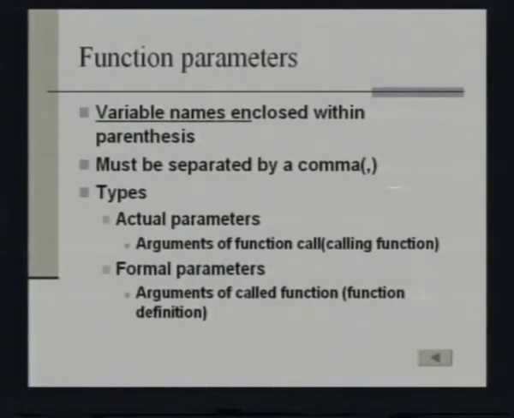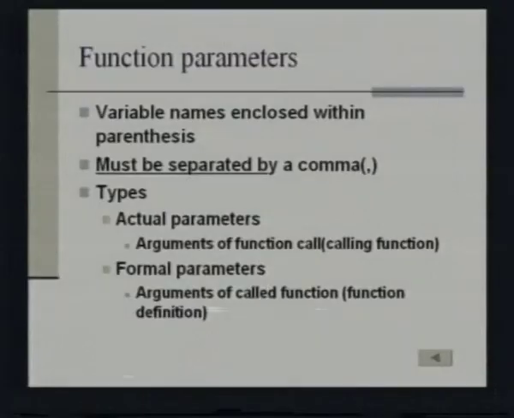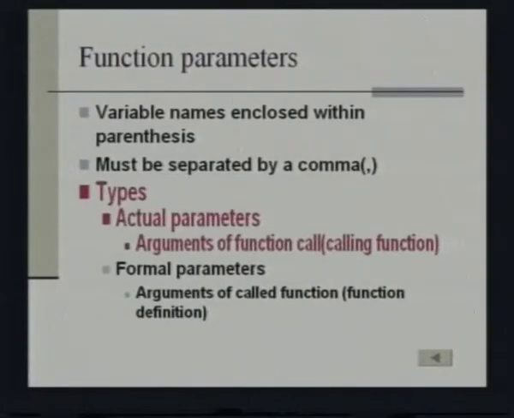Next, you have the function parameters. This is nothing but the actual and formal parameters that we have seen. The rules that govern the use of this are: the variable names should be enclosed within parentheses, which is very important, and they must be separated by a comma. If you have a single variable, it's not a problem. If you have two or more variables, whether of the same data type or different data types, you have to separate them using a comma. We have seen actual parameters: the variables that come in the function call are called the actual parameters. That is where they are terminated by a semicolon.